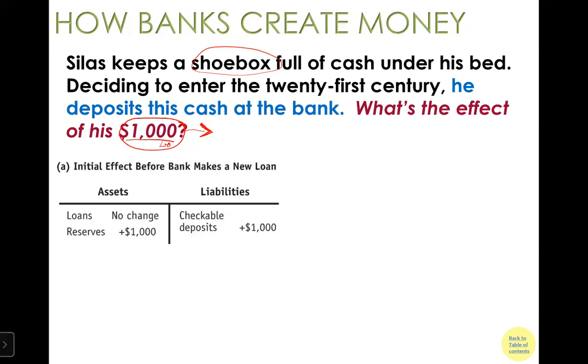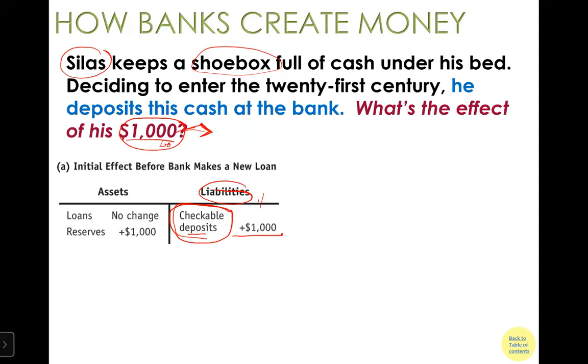Okay. Now, the bank is going to have an account for this individual, and this individual has a checkable deposit of 1,000. And this cash is going to disappear. Right? But for the bank, this checkable deposit becomes a liability. Why is it a liability? Because essentially this is Silas, so he has the right to withdraw his money from the bank.